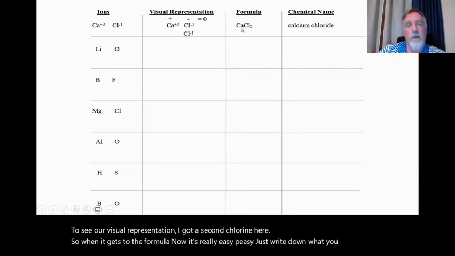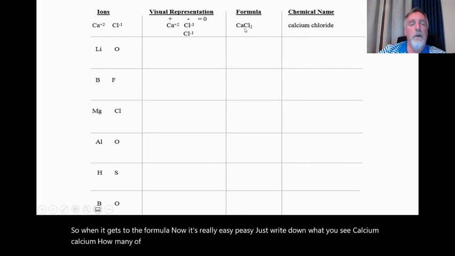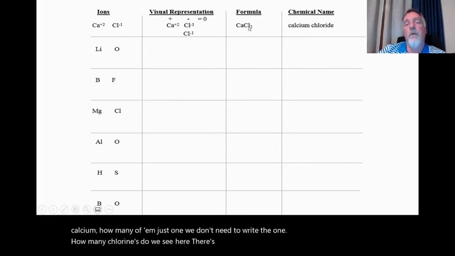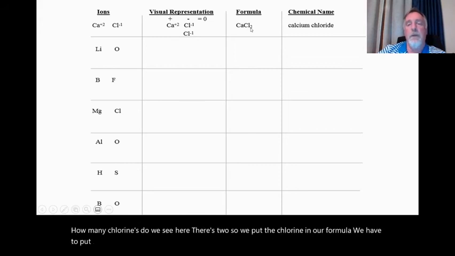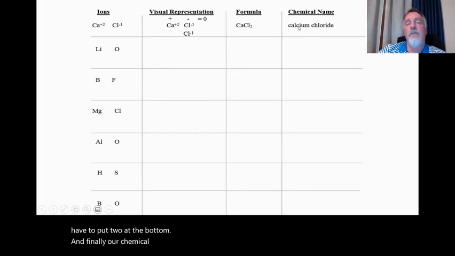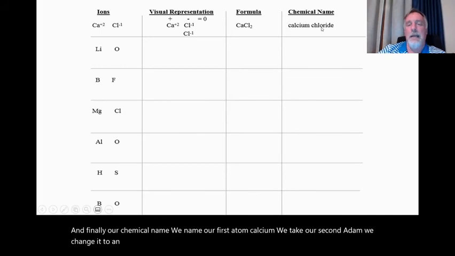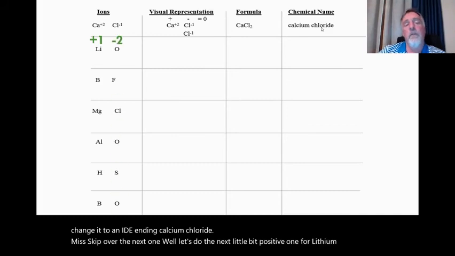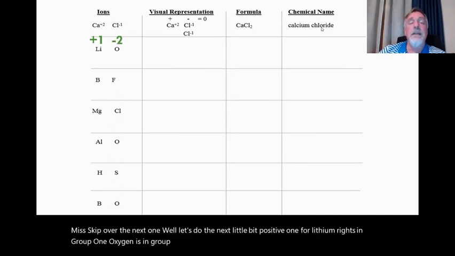So when it gets to the formula now, it's really easy peasy. Just write down what you see. Calcium? Yep, calcium. How many of them? Just 1. We don't need to write the 1. How many chlorines do we see here? There's 2. So when we put the chlorine in our formula, we have to put 2 at the bottom. And finally, our chemical name. We name our first atom calcium. We take our second atom, we change it to an IDE ending: calcium chloride. Let's do the next one a little bit. +1 for lithium, right? It's in group 1. Oxygen is in group 6, so it's going to be -2.